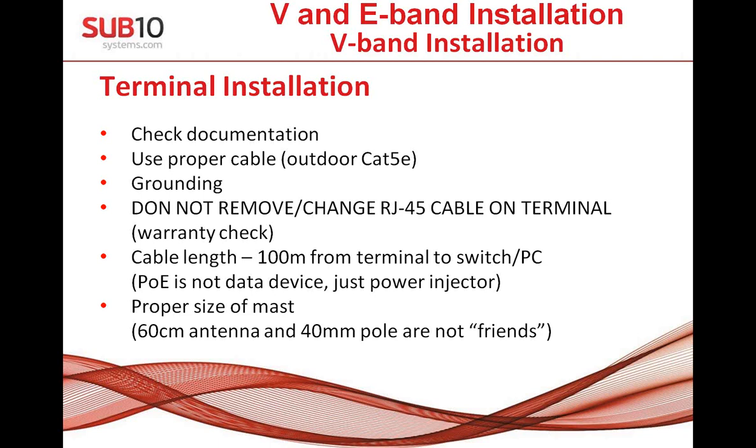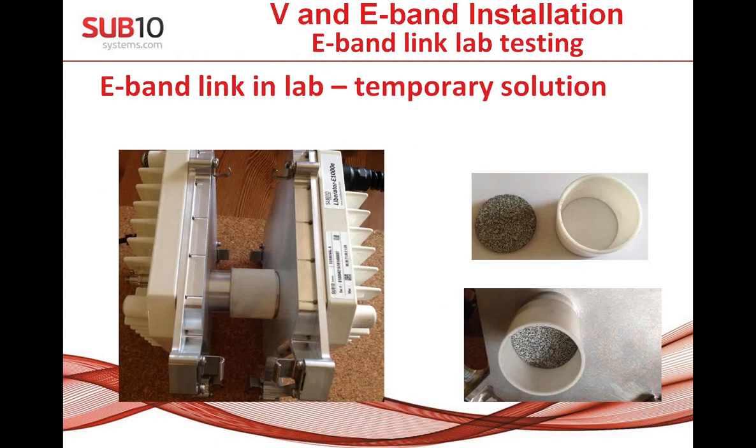The next point, the grounding. Really think about how it's grounded and verify that it's grounded, to avoid any potential floating between the grounds, wires and lines. Do not remove or change the RJ cable on the terminal. I didn't mention it here, but you can see now from the terminal the Ethernet cable is going this way, and there is additional protection which is fixing it, and this connection is really tested to be waterproof.